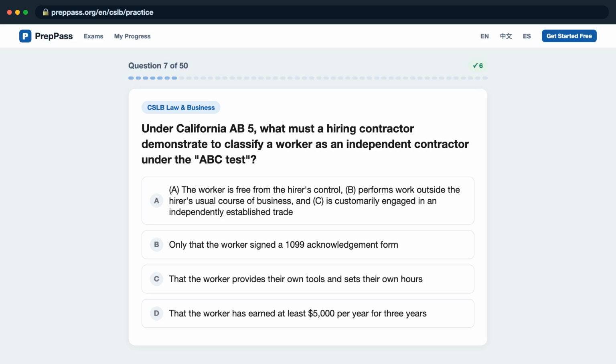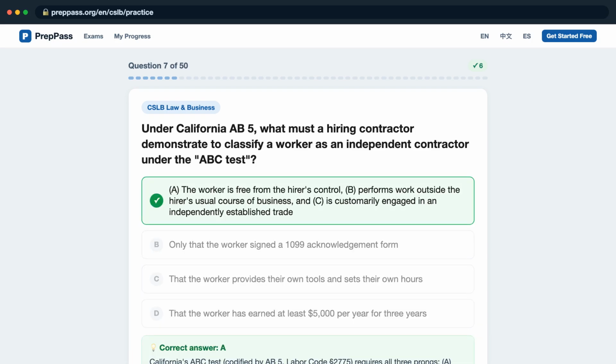Question 7. Under California AB 5, what must a hiring contractor demonstrate to classify a worker as an independent contractor under the ABC test? Is it A, the worker is free from the hirer's control, performs work outside the hirer's usual course of business, and is customarily engaged in an independently established trade? B, only that the worker signed a 1099 acknowledgement form? C, that the worker provides their own tools and sets their own hours? D, that the worker has earned at least $5,000 per year for 3 years? The correct answer is A.